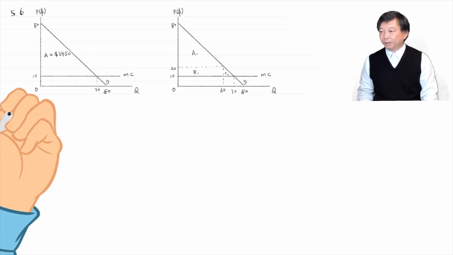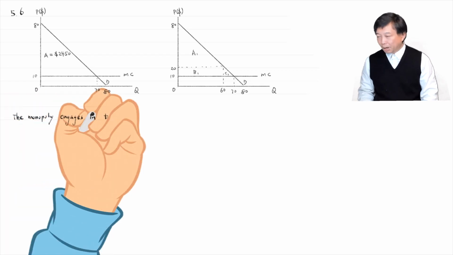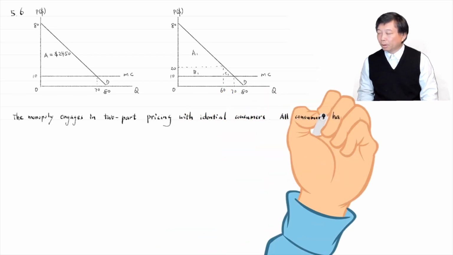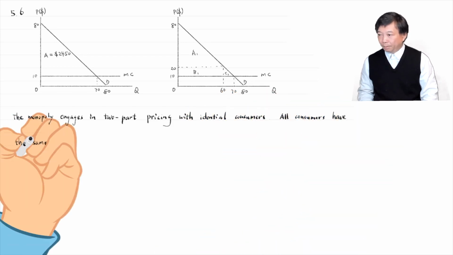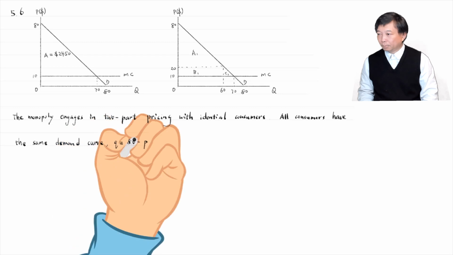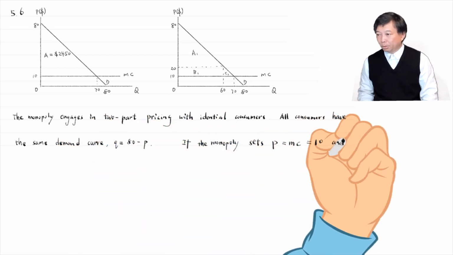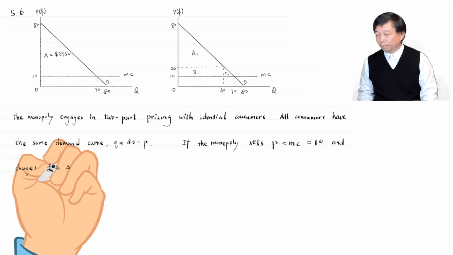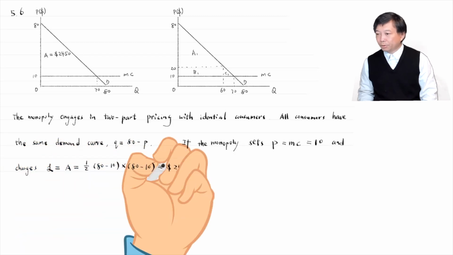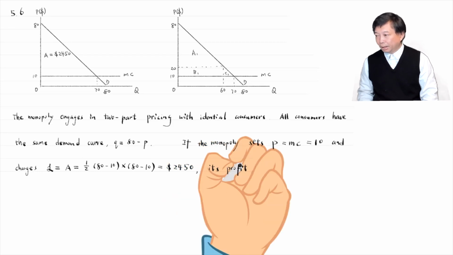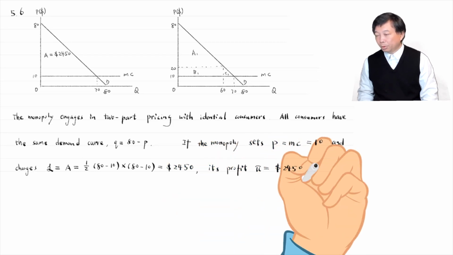The monopoly engages in two-part pricing with identical consumers. All consumers have the same demand curve. Suppose the monopoly sets the per unit price equal to its marginal cost, $10, and charges the access fee equal to the entire potential consumer surplus. In that case, its profit will be $2,450.